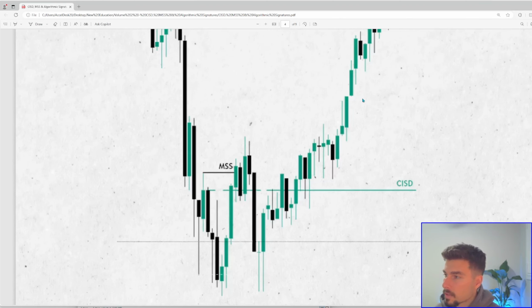So again, it's not the be all and end all, but often the CISD, or the change in the state of delivery, is going to be the first sign, or the first indicator, that price may want to reverse. Paired with time, paired with a sweep of liquidity, as we'll get through in the further slides here, and a market structure shift, you can find some really high probability trades.